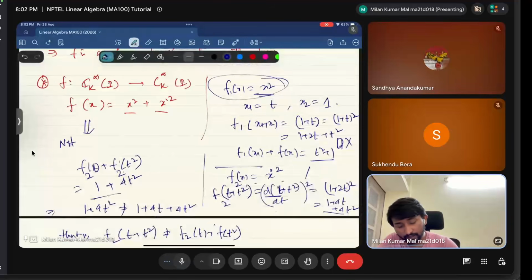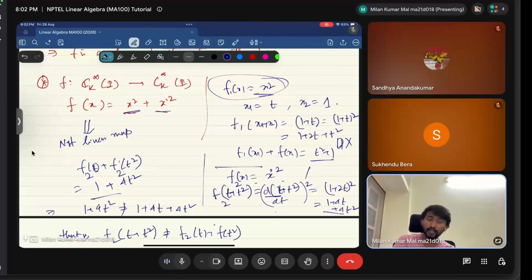Individually not linear does not tell you that the sum cannot be linear. If we have two individual operators and both of them are not linear, their sum can still be linear. But in this situation it is not linear.